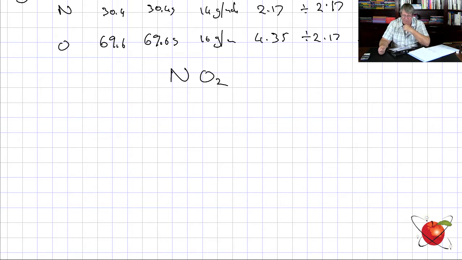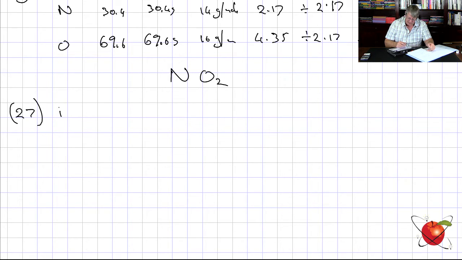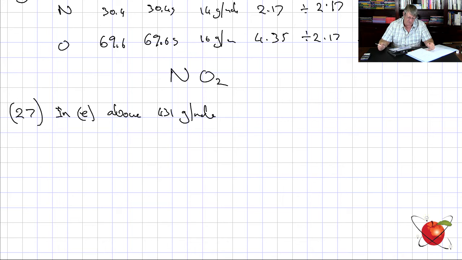Find the molecular formula. Now, this is a different kettle of fish altogether, isn't it? Okay? Find the molecular formula. This is question 27. The compound in E above has a molar mass of 431 grams per mole. What is the molecular formula?